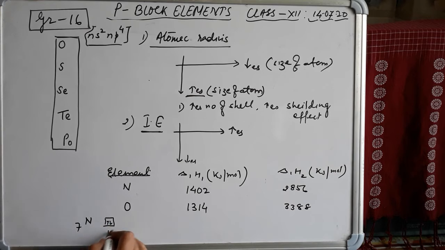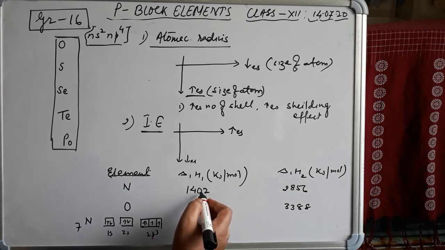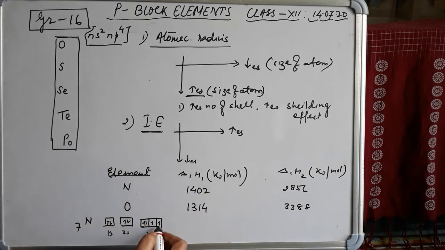Because in the case of nitrogen, we know the configuration is 1s2, 2s2 and 2p3. Students, we have already discussed in group 15, if we try to remove one electron from the extra stable half-filled 2p3 orbital of nitrogen, much more energy must be given to remove the electron. So in that case, the first ionization enthalpy of nitrogen is greater than oxygen.